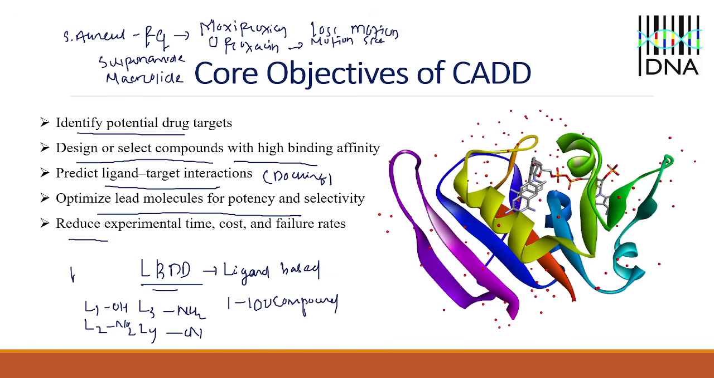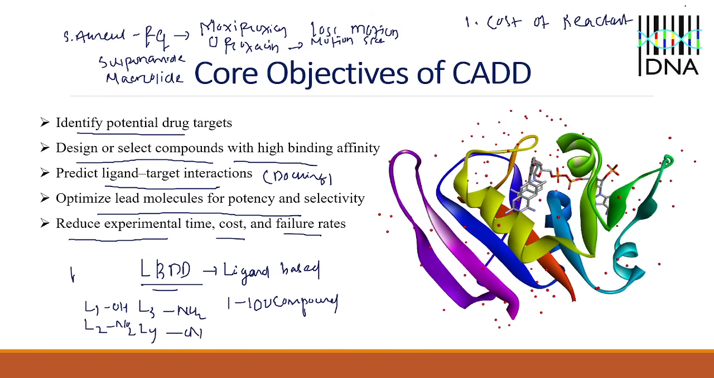Next, the reduced experimental time, cost, and failure rate. So what happens if we have to find a drug manually? First of all, we have to synthesize the different derivatives of moxifloxacin. First of all, the cost of the reactant. To perform a reaction, we need some reactants. Who knows the cost of the reactant? For 5 grams of reactant, it may be 5,000 or 10,000 rupees. So many of the reactants cost a lot.